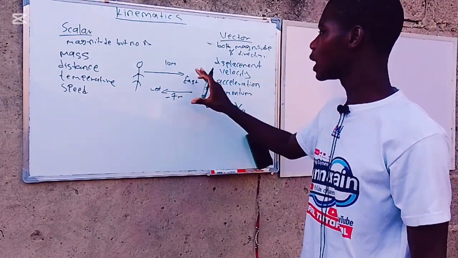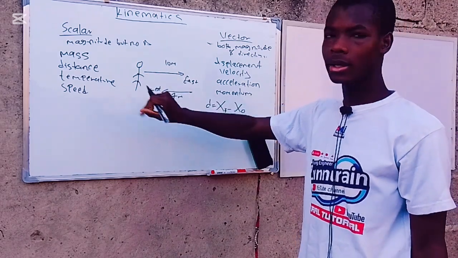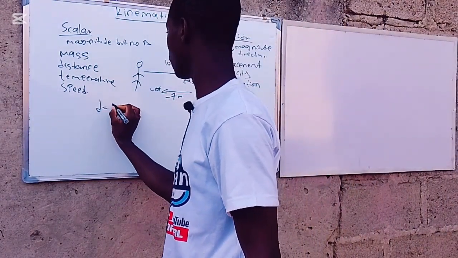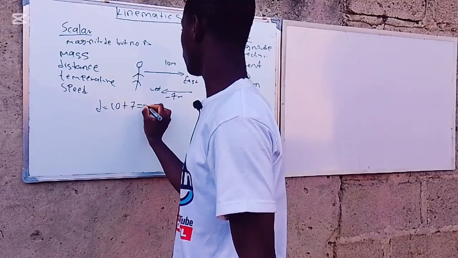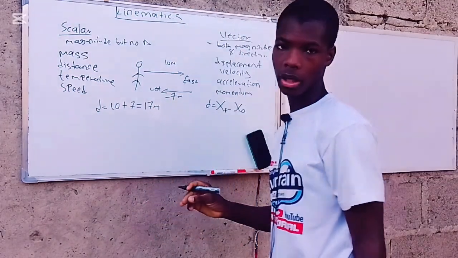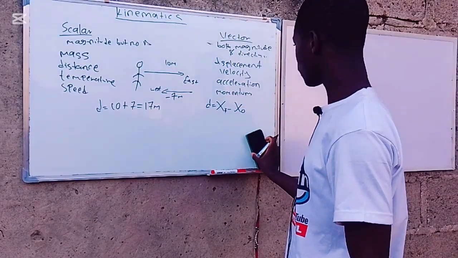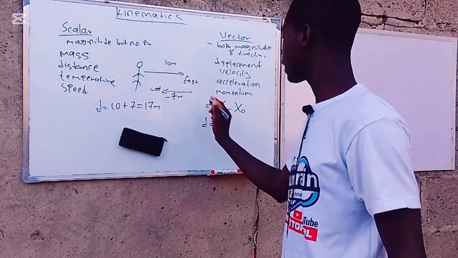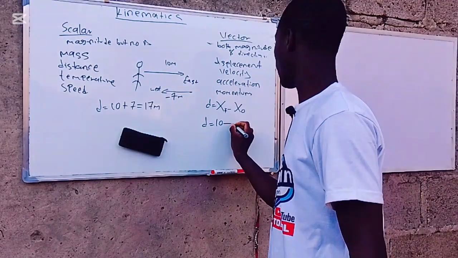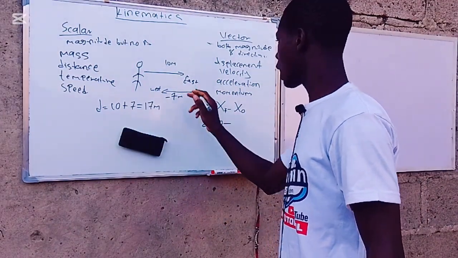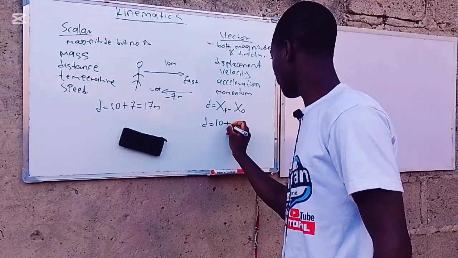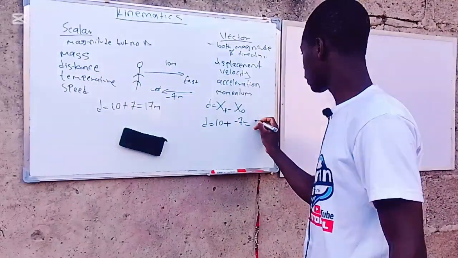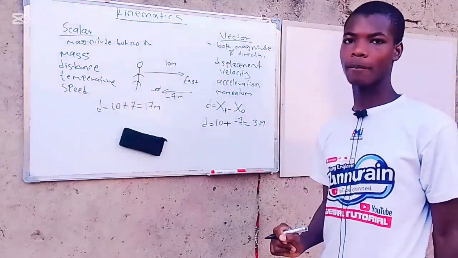Let's say I am asked to find the distance. The distance is 10 plus 7, which is 17 meters. What if I am asked to find the displacement? The displacement is the final position, 10, plus negative 7, which equals 3 meters.